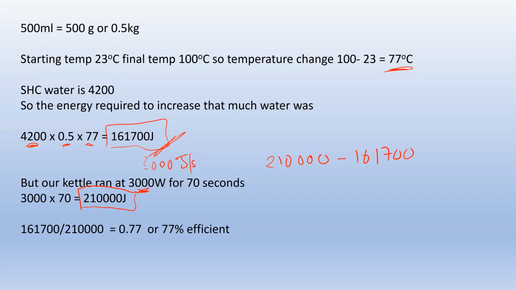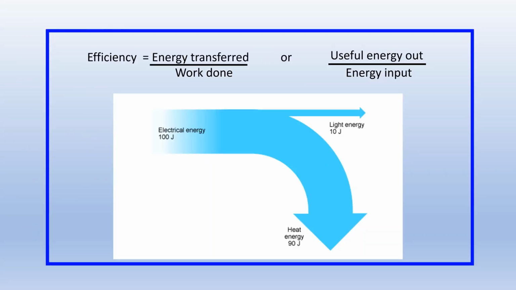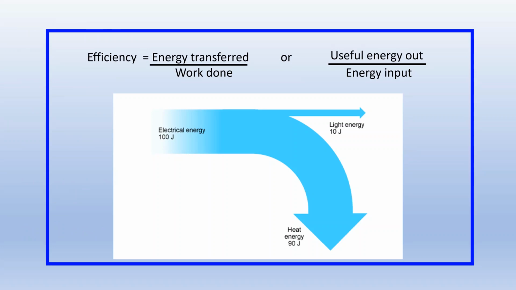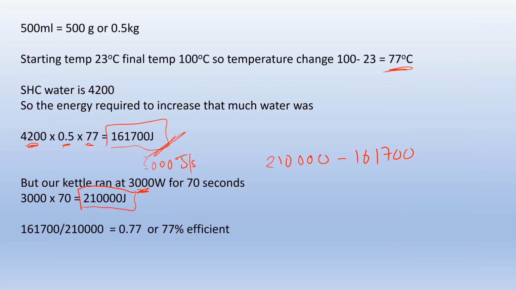So if the kettle's getting hot, then some of the energy that kettle's giving out is going to warm the kettle and the surrounding area. If we put those numbers into the efficiency equation, the useful energy out, so the useful energy was 161,700 divided by the energy we put in, which was the kettle put in 210,000 joules. So that divided by that gives you 0.77, which if you times by 100 turns into a percentage.